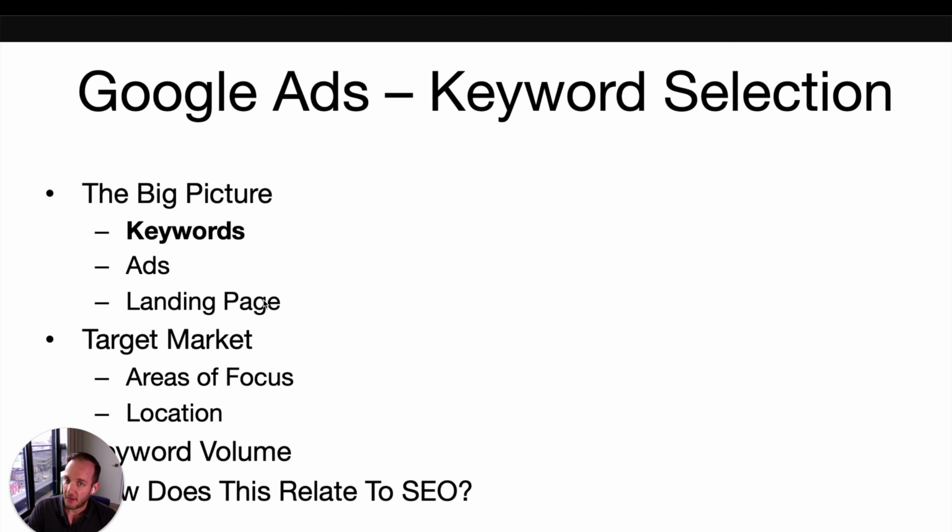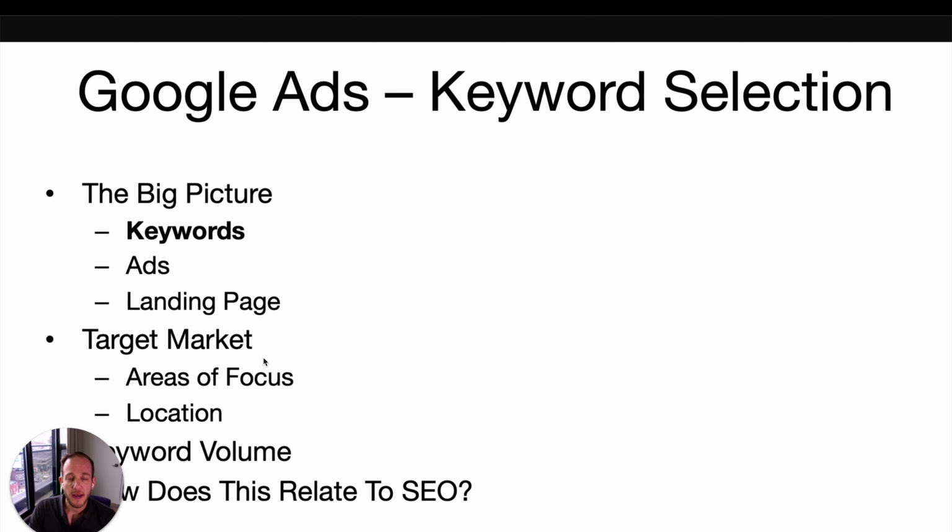Now, each of those can be quite tricky to optimize. So we're going to start now with keywords. This won't cover the entire topic of keywords, but it will allow you to understand how you think about choosing the right keywords. When you're thinking about what keywords to choose, you have to think about your target market.